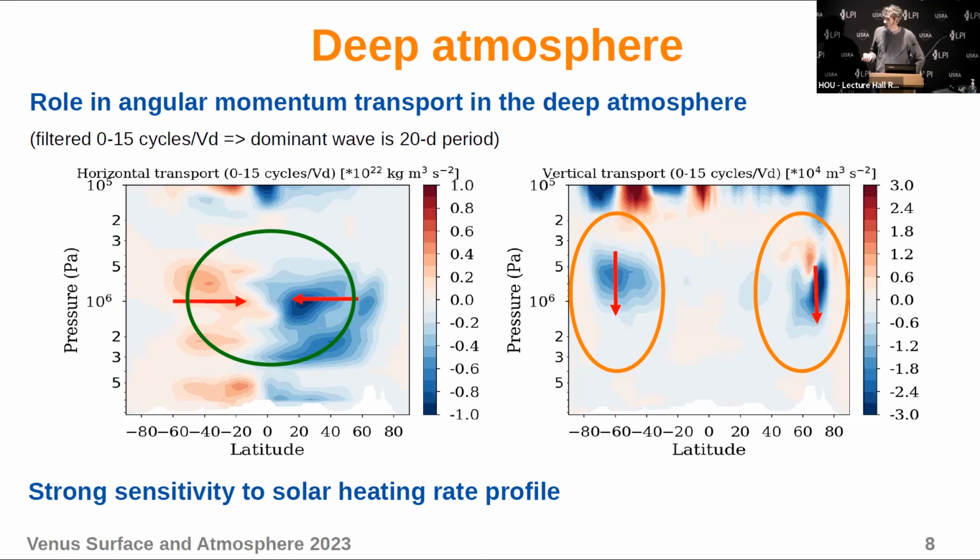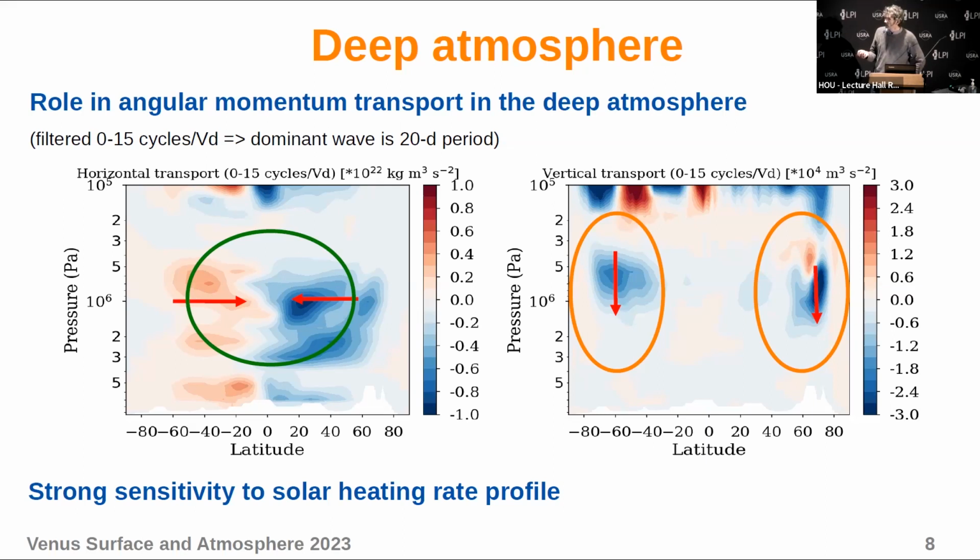And this is, again, I want to insist on this point because I think this is most important. It's very, very strongly sensitive to the solar heating rate profile and the way the sun can really heat the different levels of the atmosphere. And since we have a lot of uncertainty on these parameters, we can play a little bit with this.